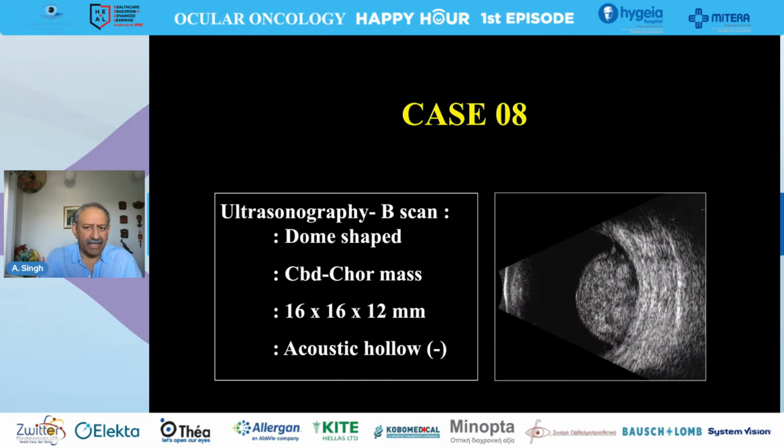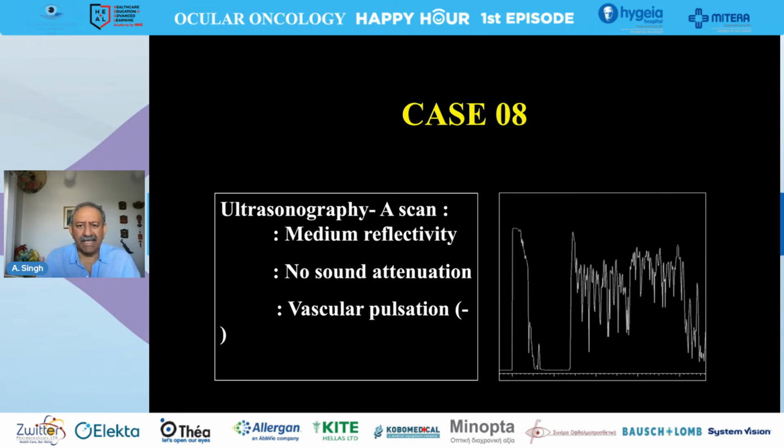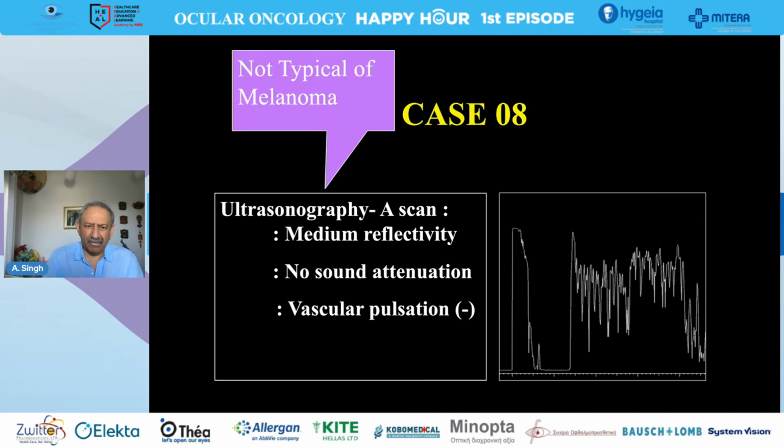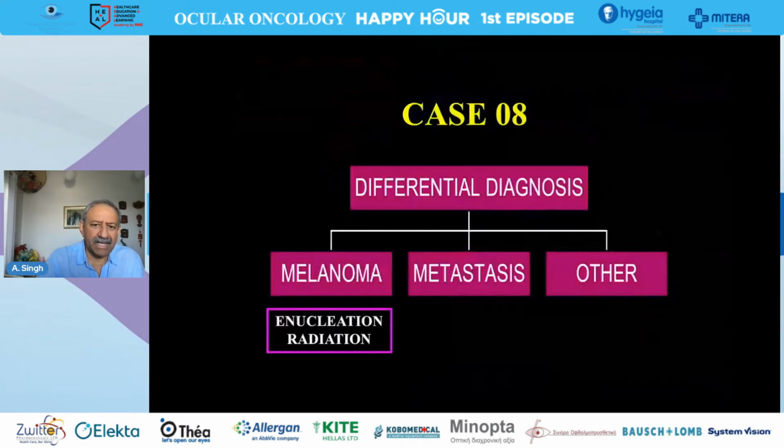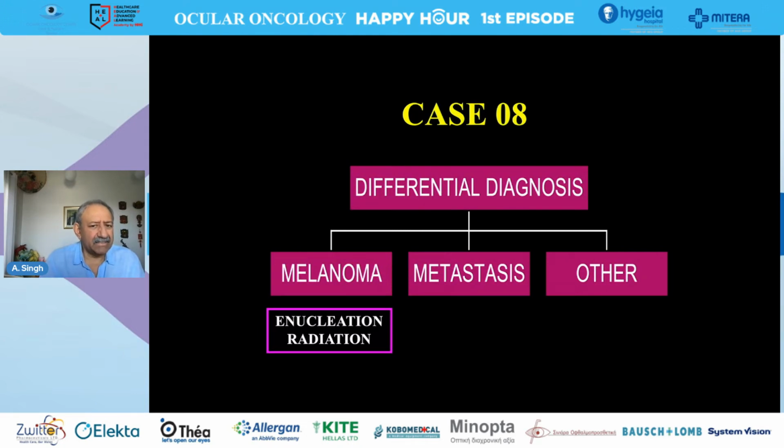And we did a B scan on him, and we can find it's a large mass, 16 by 16 in base, 12 millimeters in height, acoustically hollow. And when we did the A scan, it has a medium reflectivity. It does not have sound attenuation. Normally, you would expect the waves to go down, but the waves are all staying horizontal. So this pattern is not typical of melanoma. This is compatible with melanoma, but not really diagnostic of melanoma. And we know this because we have a big book on the topic. But in any case, we realize that this is not a clear-cut melanoma.